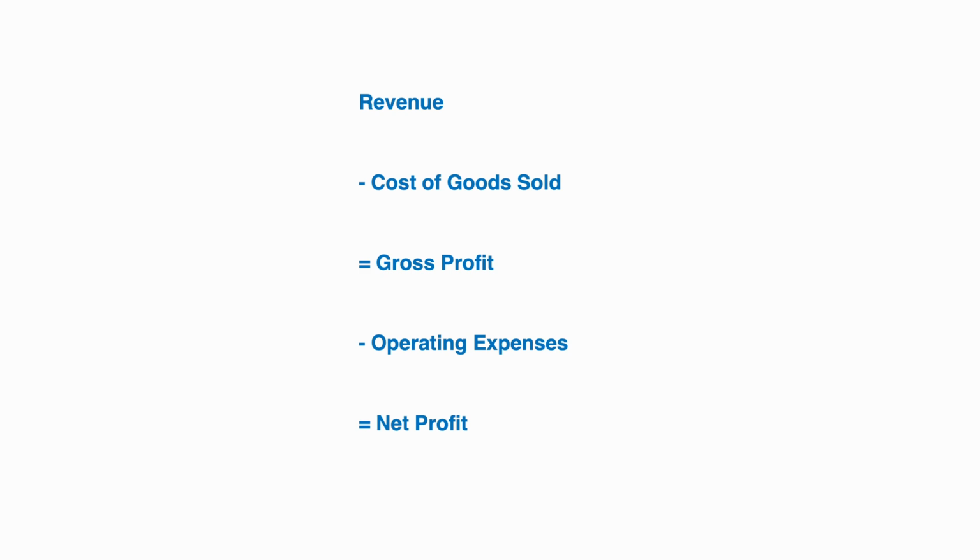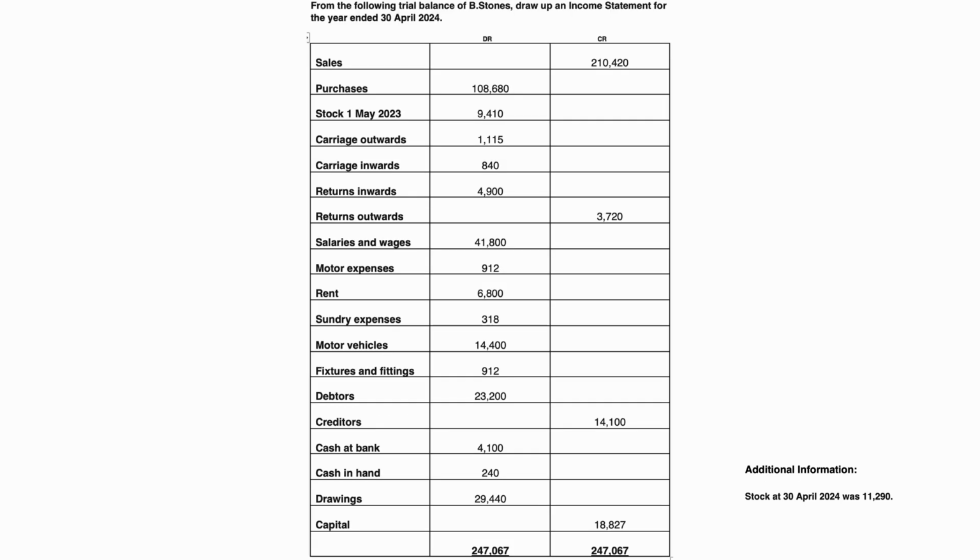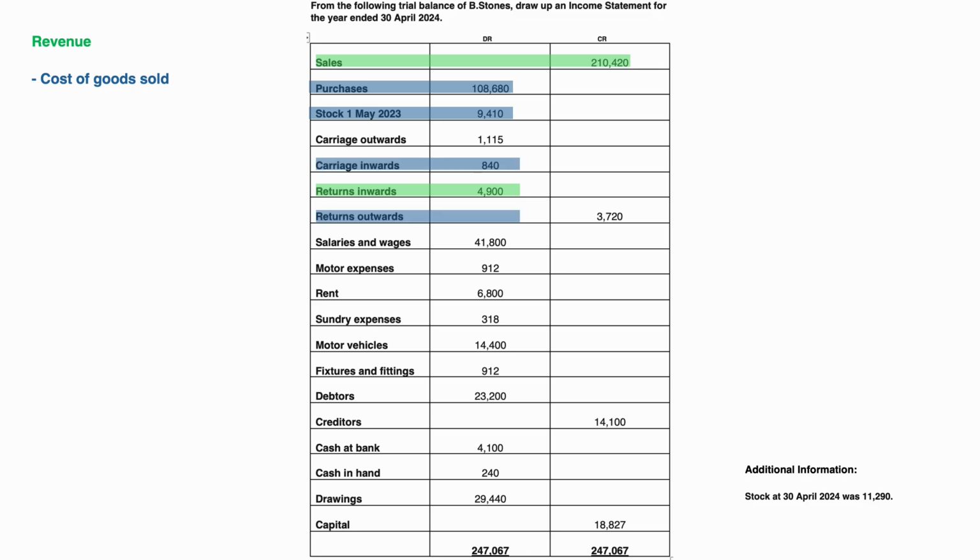Given the trial balance, let's first identify the items that will go to the first part of the income statement, which is revenue. So we have sales and returns inwards. The items to go under cost of goods sold are opening stock, purchases, carriage inwards, returns outwards, and closing stock. Next, we subtract cost of goods sold from revenue to get gross profit.